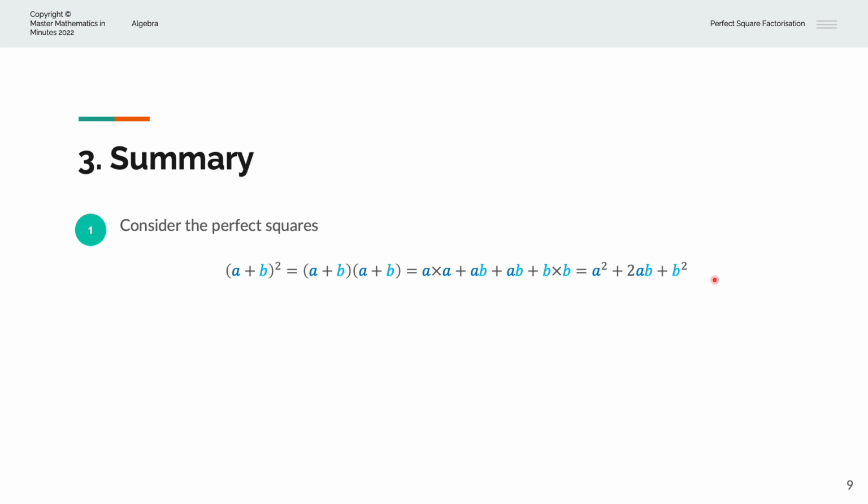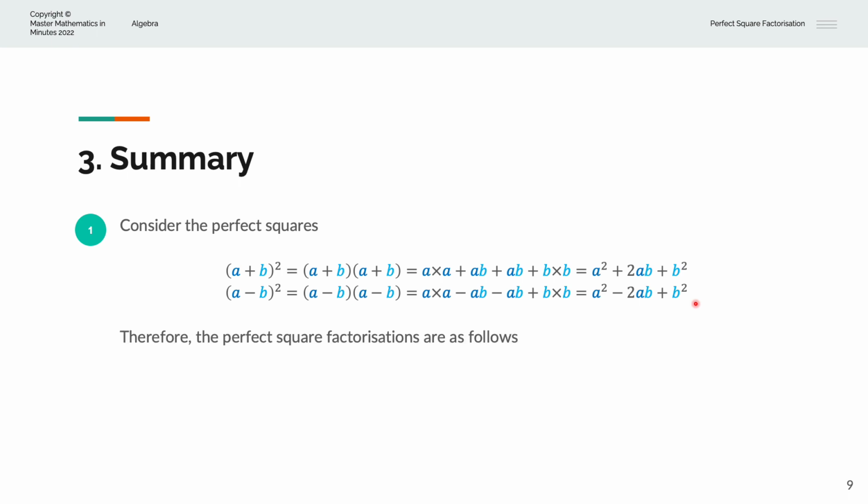Consider a different perfect square with a minus b, the entire thing squared. And that is equals to a minus b multiplied by a minus b. Expanding that, we have a multiplied by a minus ab minus ab plus b multiplied by b. And that is equals to a squared minus 2ab plus b squared.